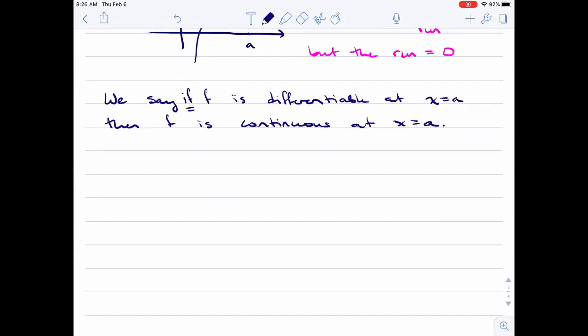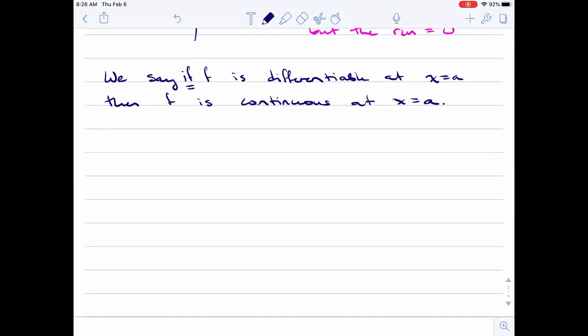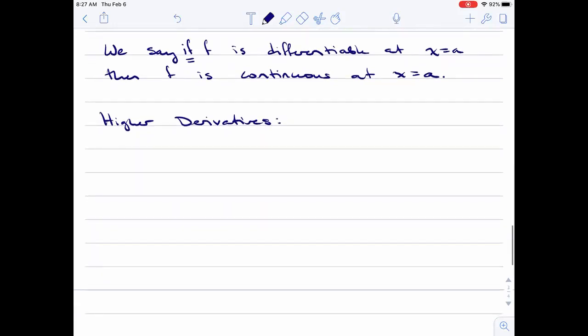Any questions before we talk about higher derivatives? We're so close. Higher derivatives. So here, what we've been looking at is the first derivative, the slope of the tangent line. We can take the derivative of that to find the second derivative, take the derivative of that to find the third derivative, et cetera, and we can go on until our derivative becomes 0.